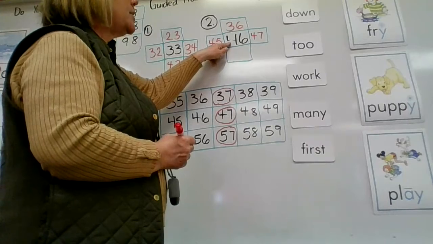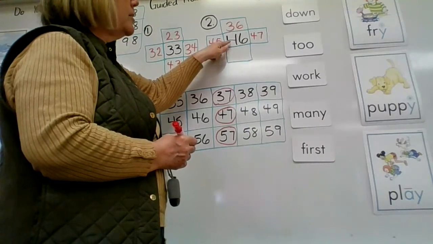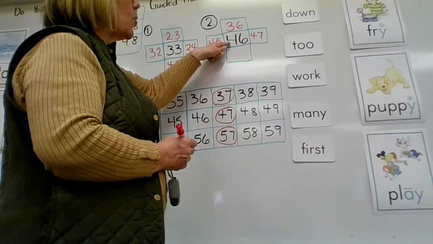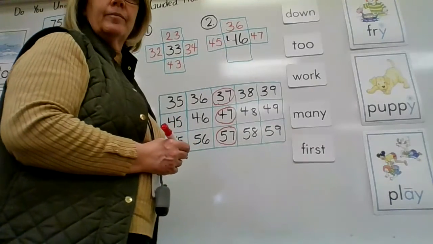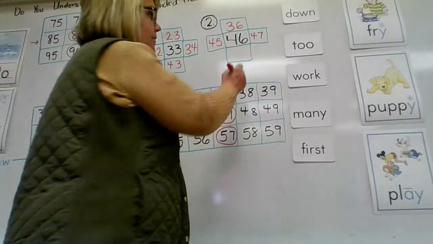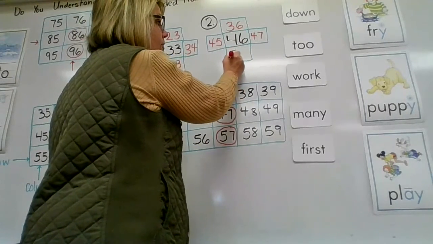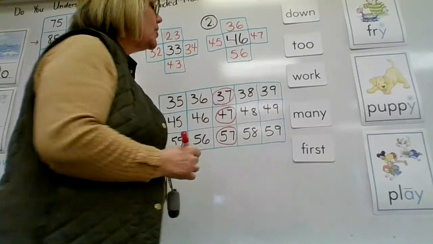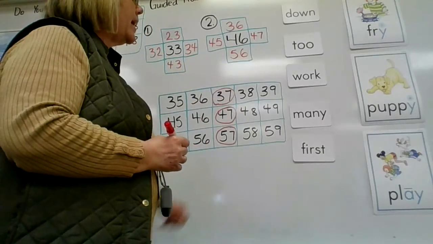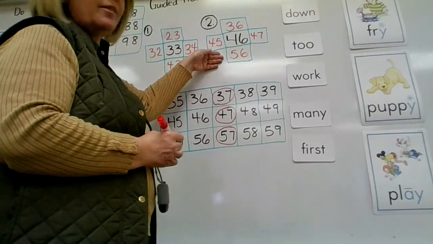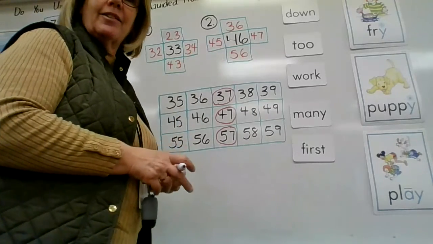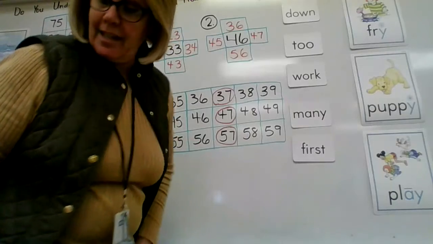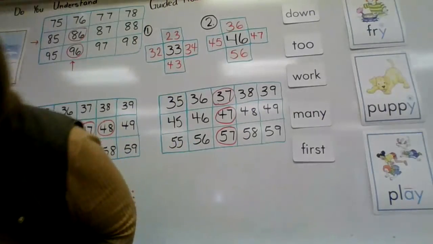Now let's find the number that is 10 more. The number in the tens place is going to change. The number in the ones place will remain the same. What is 1 more than 4? It is 5. You are right, 5. And that number in the ones place stays the same. It stays a 6. So what is 10 more than 46? It's 56.